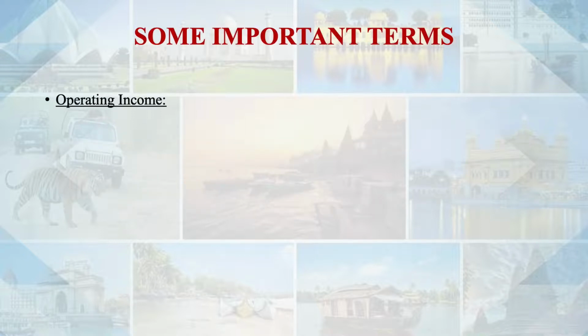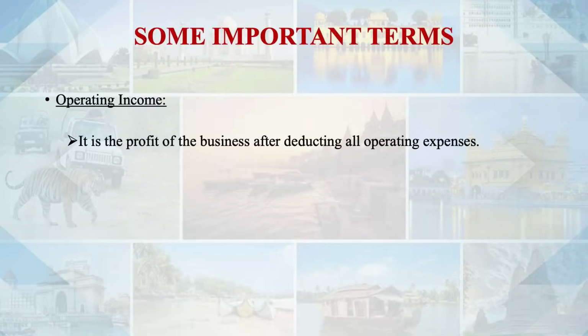Now operating income. What is operating income and operating expense also? Operating income is the income which is the outcome of your operations. Whatever is your commercial activity, whatever is your business activity, the income which you are earning from that activity is your operating income. Sale of goods and services is your operating income. So you have to differentiate between operating and non-operating income. All the incomes which are the result of your operations are your operating income.